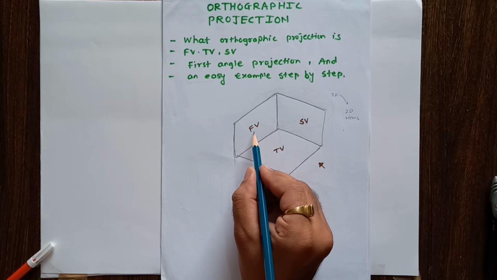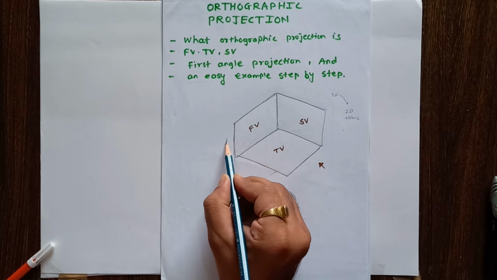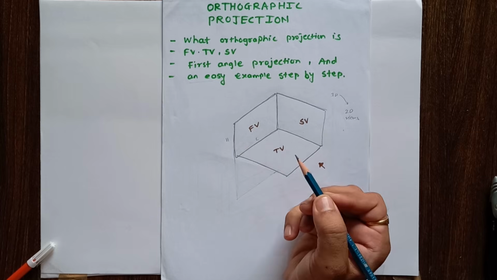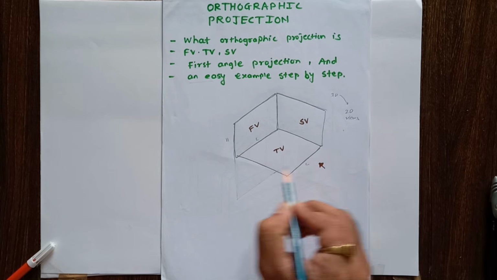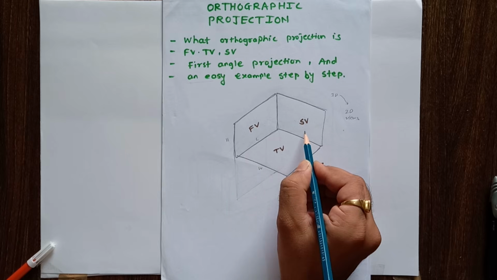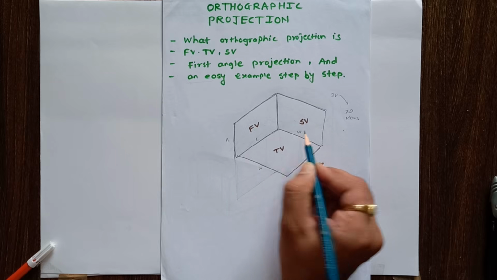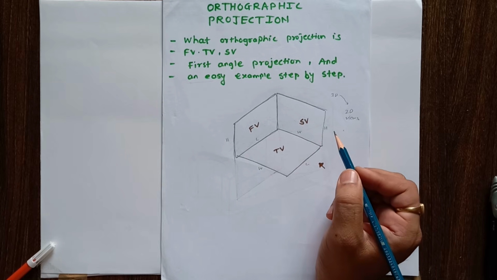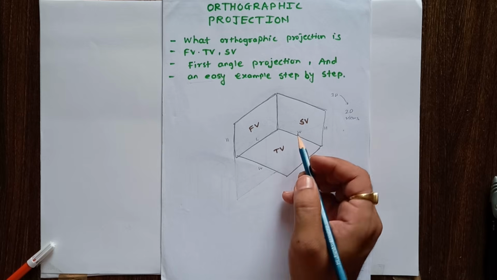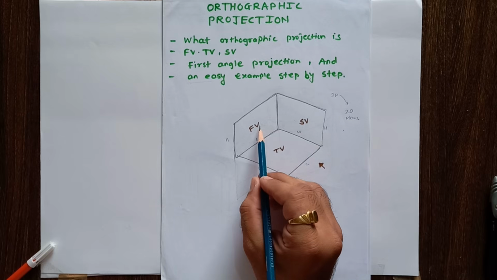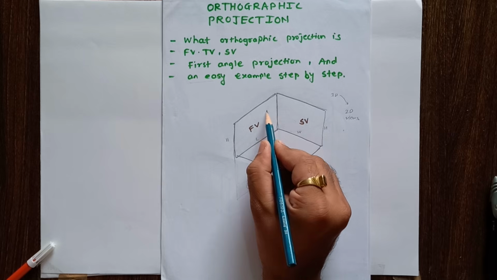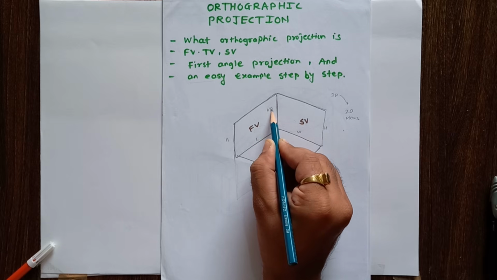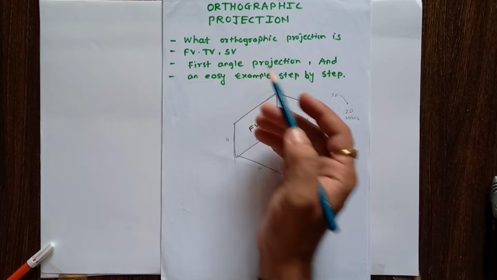So the front view shows height and length. The top view shows length and width. The side view shows width and height. The front view is usually the most descriptive view. It is drawn on the vertical plane. The front view is normally drawn on the vertical plane for the first angle method of projection.